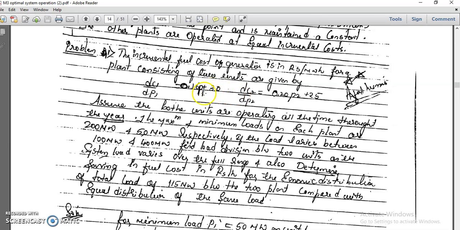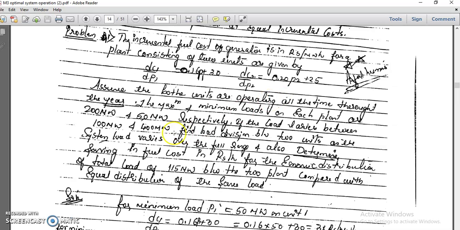And in this problem, check what is the value of the minimum limits of P1, P2. Check the limits, because 2 plants are there. Sometimes the 2 plants have the same limits, or they specify separate limits, where P1 has a separate limit and P2 as well. But in this problem they have given the same limit. What is that? Minimum is 50 megawatt and maximum is 200 megawatt for P1, P2, right? And next, the total demand they have specified: minimum is 100, maximum is 400.